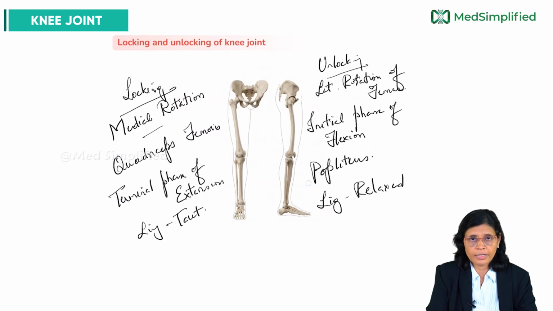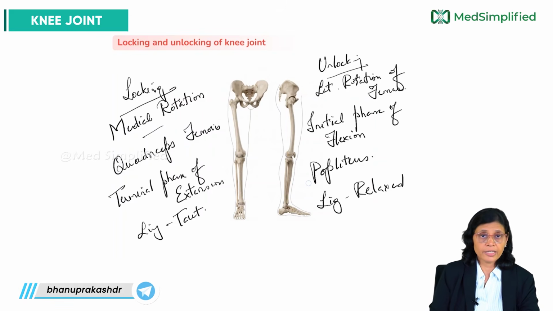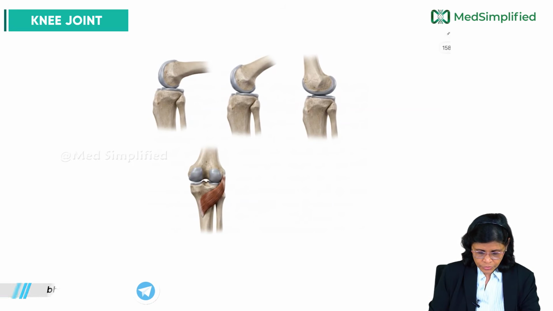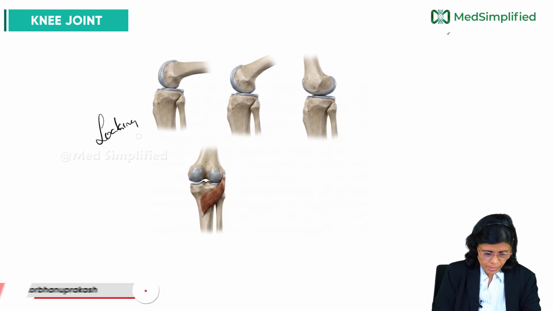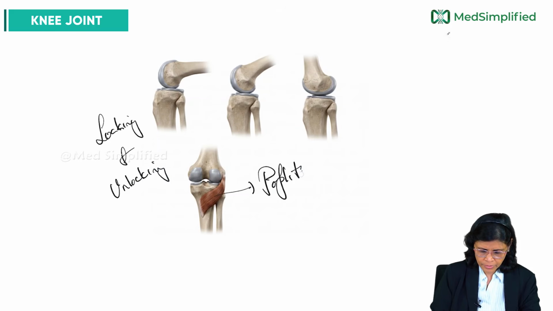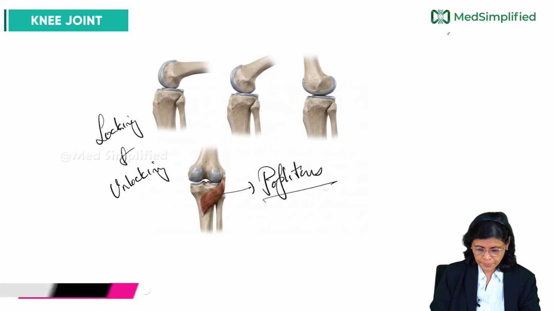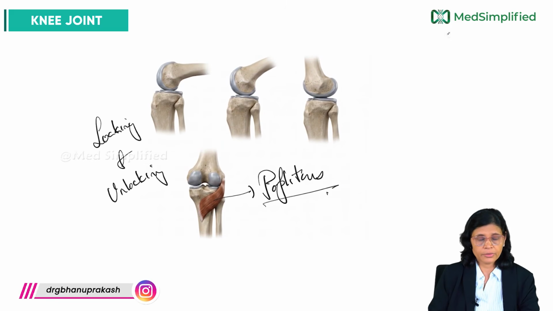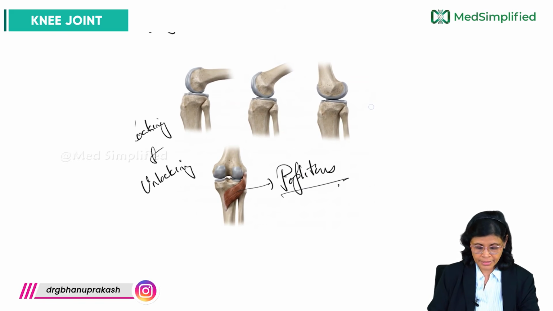So in locking, the ligaments are tight because it's in complete extension, whereas here it is flexing, so that is why the ligaments are relaxed. So this is what we can see during the locking and the unlocking. This is the popliteus muscle which brings about unlocking. It's a commonly asked question: the popliteus muscle brings about the unlocking of the knee joint. While we are walking, during locomotion, this locking and unlocking keeps taking place alternatively and rhythmically.